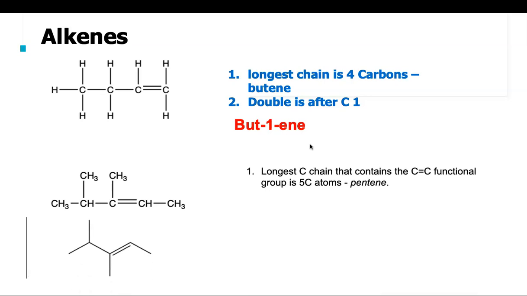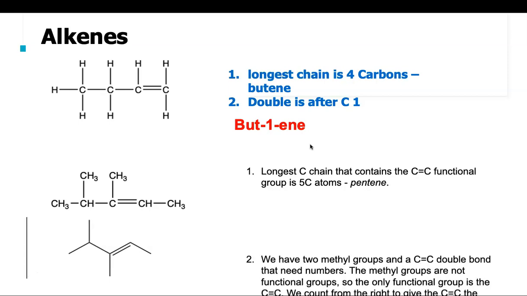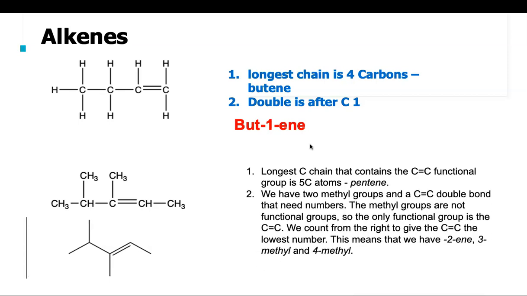Next one. The longest chain has 5 carbons, so it's pentene. We need to look at the position of the double bond and the methyls attached. So we have 2 methyl groups. We will call this 3,4-dimethylpent-2-ene.